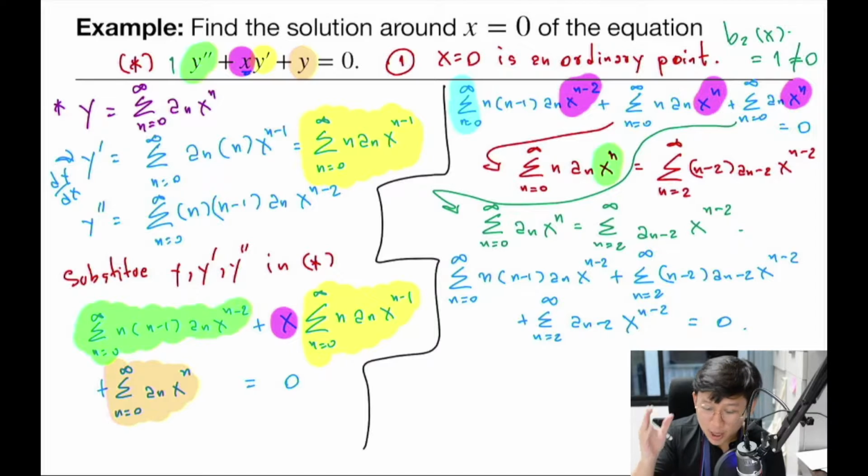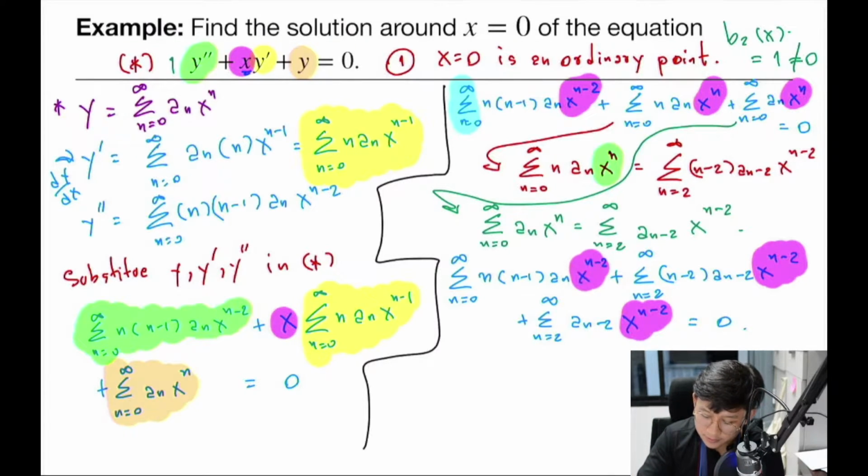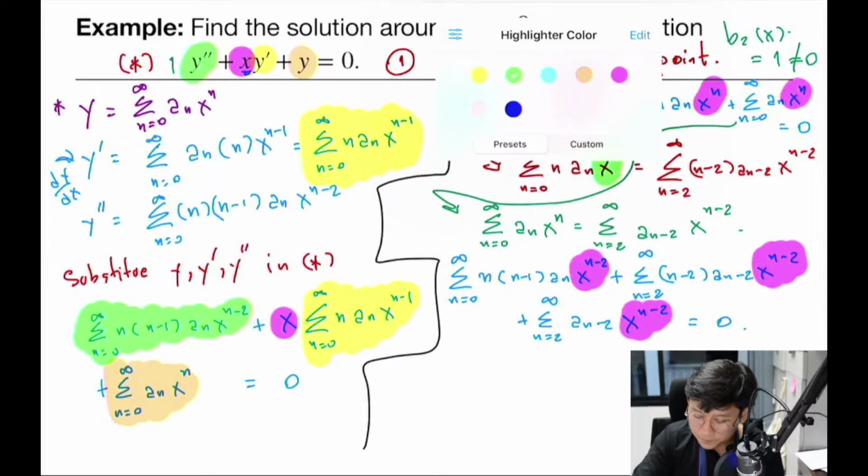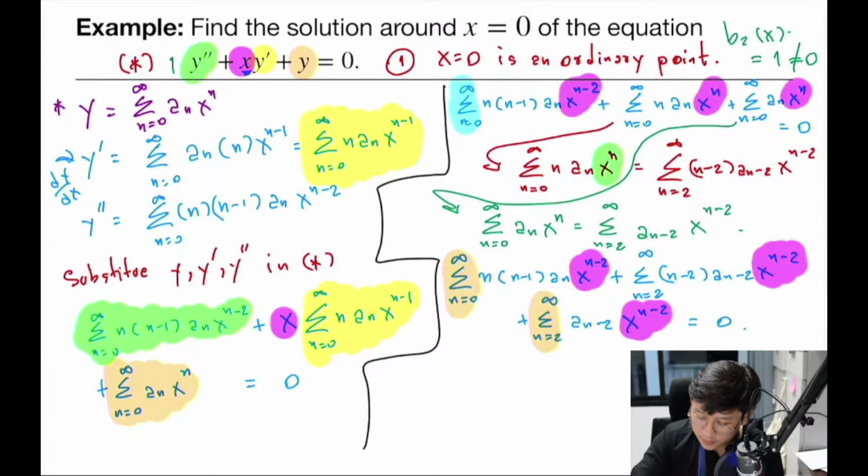And guys, right now, we do have x to the n minus 2 here. There's no problem about that. Okay, they are all x to the n minus 2. But our problem right now is that our summations are different. See, one is from 0 to infinity, and the other two are from 2 to infinity. Okay, so we need to somehow change it so that they are the same. And that is very simple.